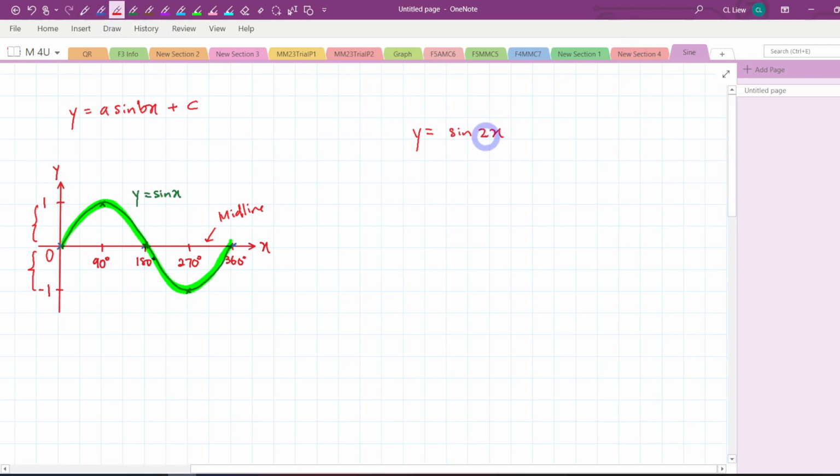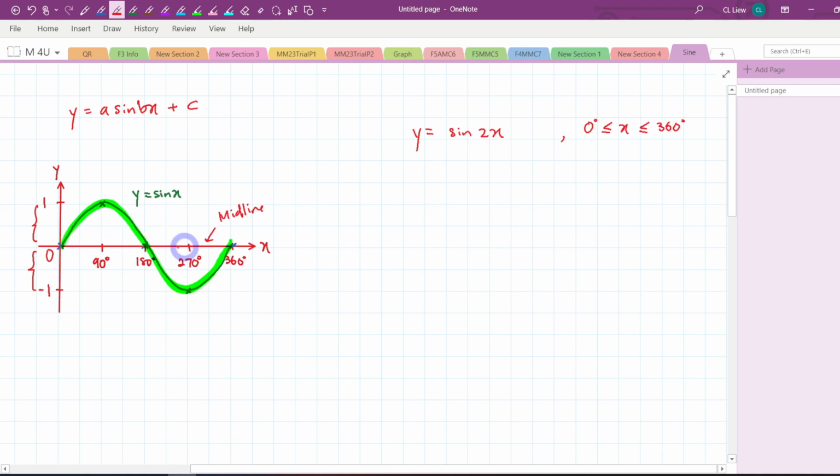So we have sine 2x. The 2 here will actually change the period of the graph. Same thing, the range of x is from 0 degree to 360 degree. Amplitude is still 1. Then we don't have any vertical shift. For this one, since it changed the period, the x scale will also change.